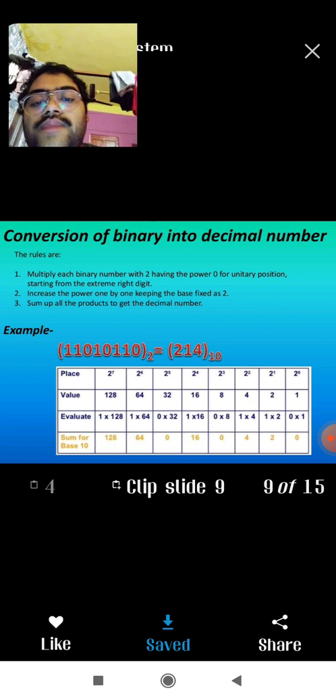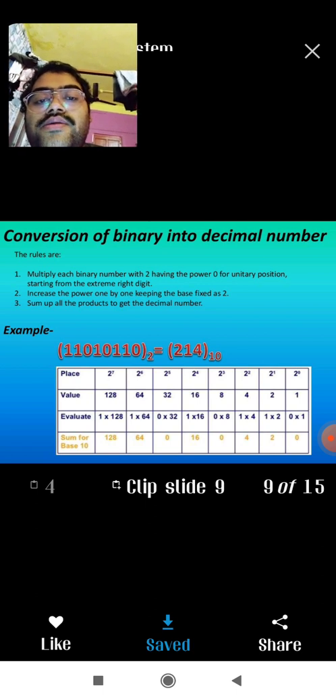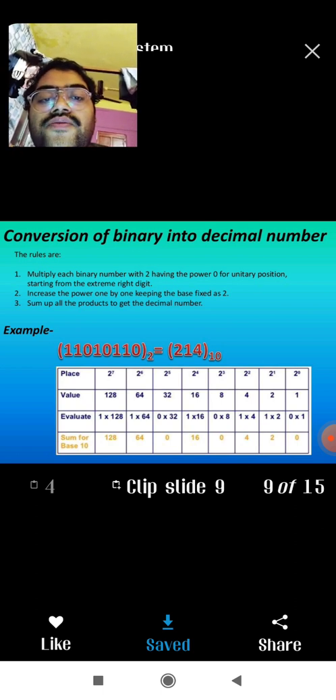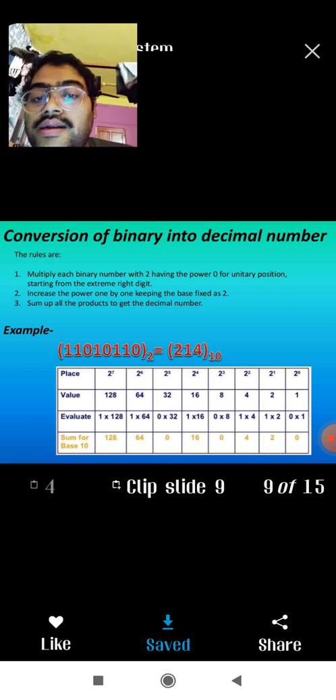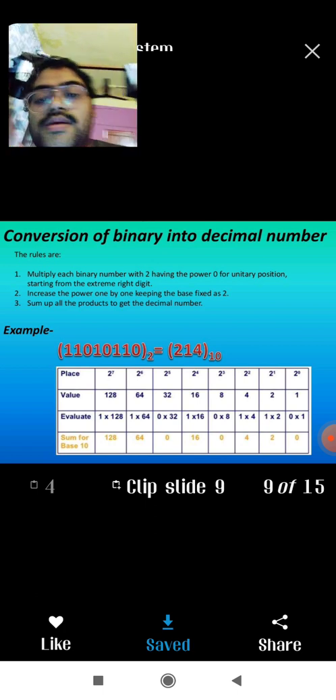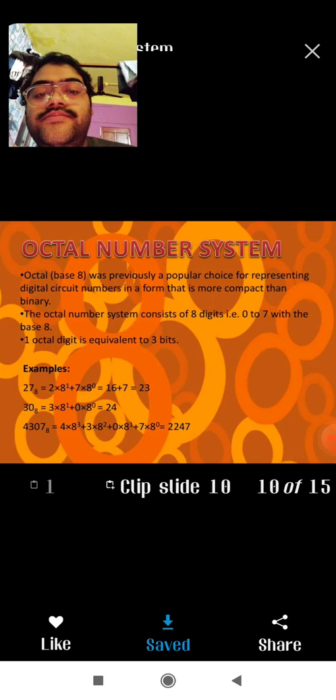Here the conversion from binary to decimal numbers is also given. The rule is: multiply each binary digit with 2 having the power 0 for the unit position, starting from the extreme right digit. Increase the power by 1 each time, keeping the base fixed as 2. Sum up all the products and get the decimal number.